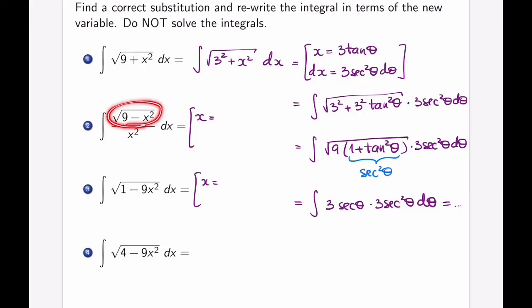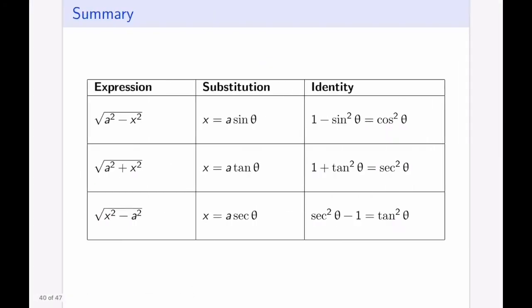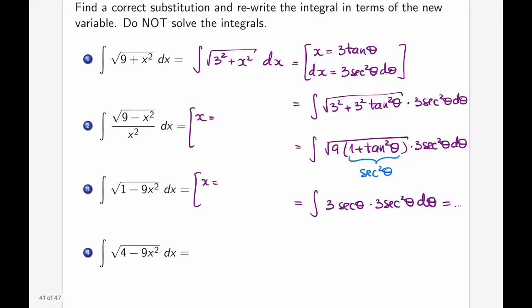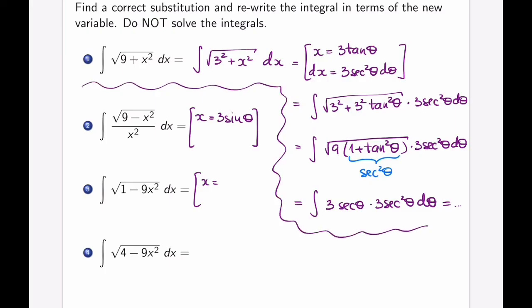I have 9 minus x squared, so a number minus x squared. A number minus x squared is the first line in the table, which suggests the substitution of this constant times sine theta. So in this case, this is going to be 3 sine theta. Let me maybe make a separation here. There we go. Okay, and again, I'm not actually going to go through with these. I'm just going to list the substitutions.